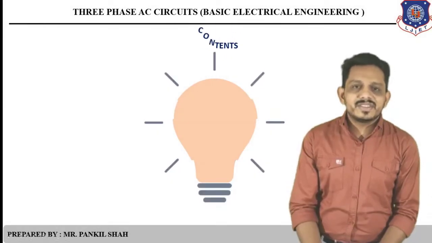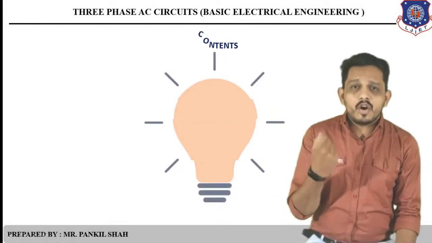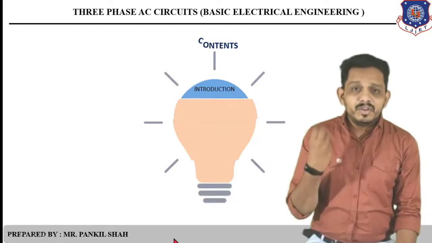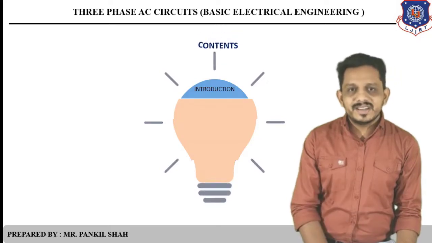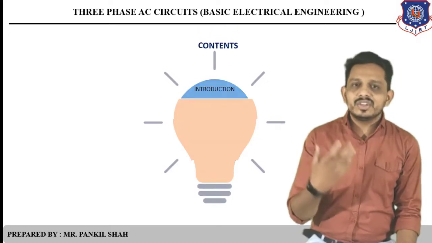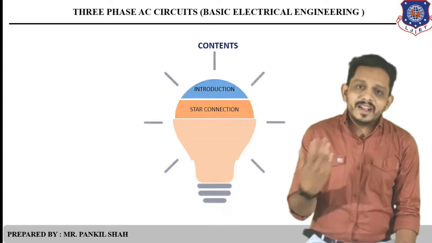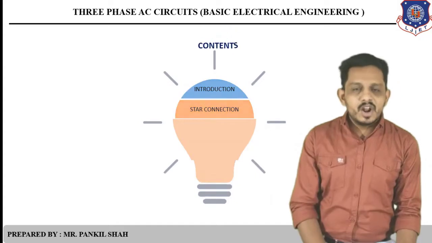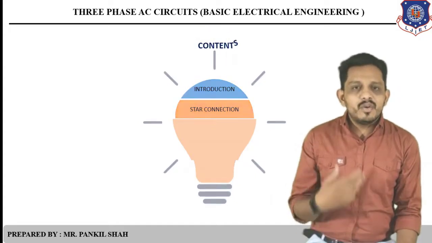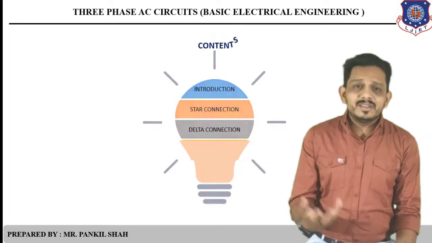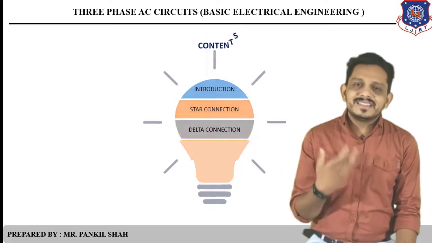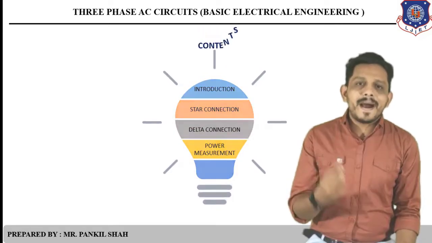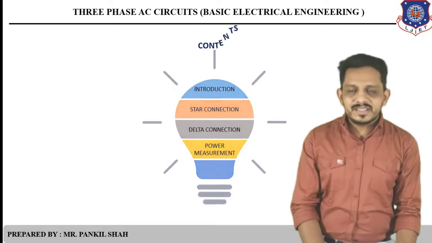So first, let's discuss the important topics of this three-phase AC circuit. So in this video lecture series, in three-phase AC circuit, we will first discuss the introduction, or you can say generation of three-phase AC voltage. Later on, we will discuss some interconnection of the three-phase system with the three-phase load, and that interconnection is known as the star connection. Another method to interconnect system and load is the delta connection. And lastly, we will discuss the power measurement in this three-phase AC circuit.